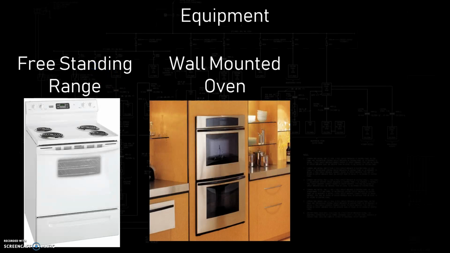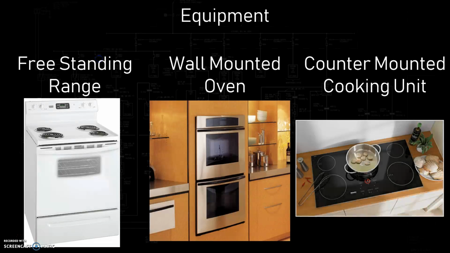Your wall-mounted oven, that's this guy that's built right into a wall or a cabinet of some kind. And then your counter-mounted cooking unit, or a cooktop as some people might call it. Notice this is cut right into the counter. There's no base unit to it. Okay. Most times if you have one of these, you don't have either of these. If you don't have this, you're going to have at least one of each of these here.